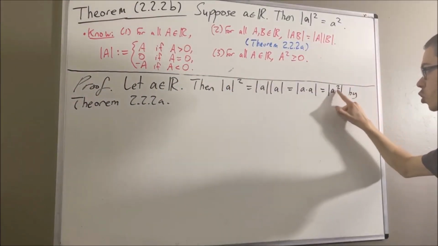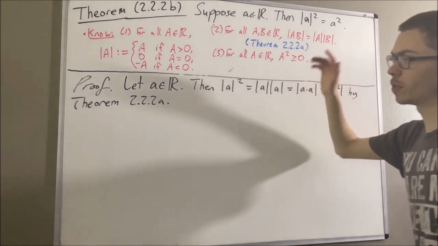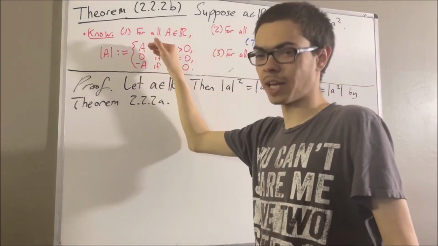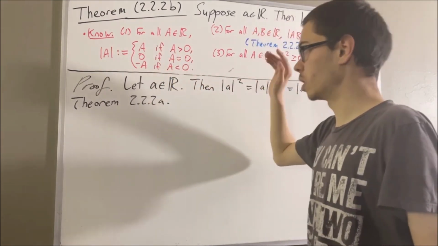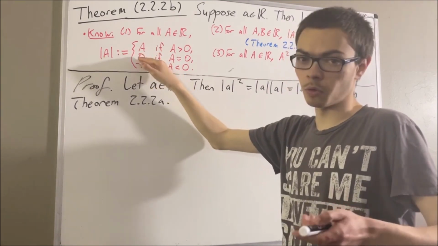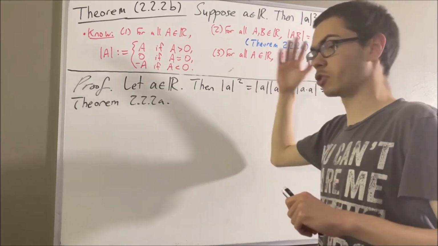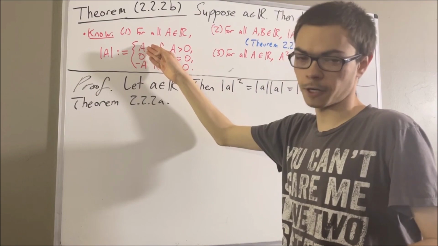However, since a squared is greater than or equal to 0, it follows from the definition of absolute value that the absolute value of a squared is equal to a squared. If a squared is equal to 0, then the absolute value of a squared is equal to 0, which is a squared. The other possibility is that a squared is greater than 0, and so we would have that the absolute value of a squared is equal to a squared. So yeah.